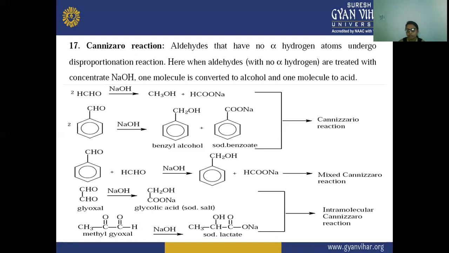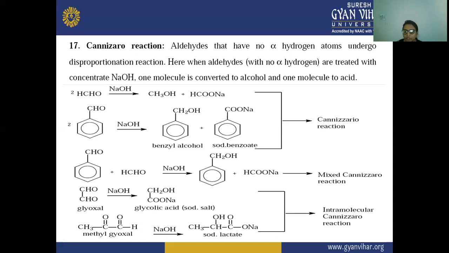So in the reaction you can see that we have taken molecules of formaldehyde and treated them with strong concentrated NaOH, and there is a formation of alcohol as well as the sodium salt of the acid. Secondly, in the second reaction, this is your aryl compound, because there is a benzene ring. This is benzaldehyde, and benzaldehyde reacts with strong alkali, and there is a formation of benzyl alcohol and sodium benzoate.